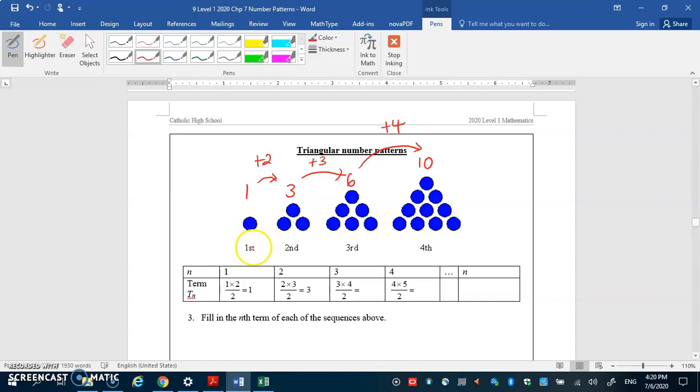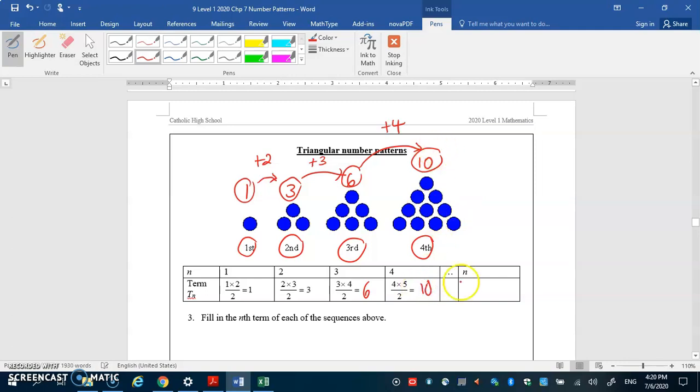So let's look at a pattern. We want to associate this 1 with this 1 here, 2 with the 3 here, 3 with the 6 here, and 4 with the 10 here. Okay, so you realize that 1 times 2 will give you a 2. 2 divided by 2 will give you a 1. Does that work for the second one? 2 times 3 will give you a 6. 6 divided by 2 will give you a 3. How about that one? 3 times 4 divided by 2 will give you the 6. 4 times 5 divided by 2 will give you the 10.